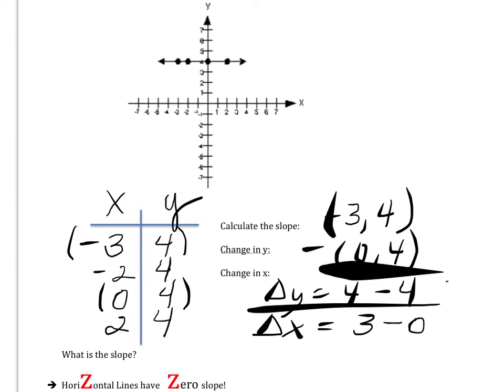So now complete the problem. Change in y, 4 minus 4 is 0 over change in x, 3 minus 0 is 3. And the fraction 0 over 3 resolves to 0. Now let's go back and actually read the line.